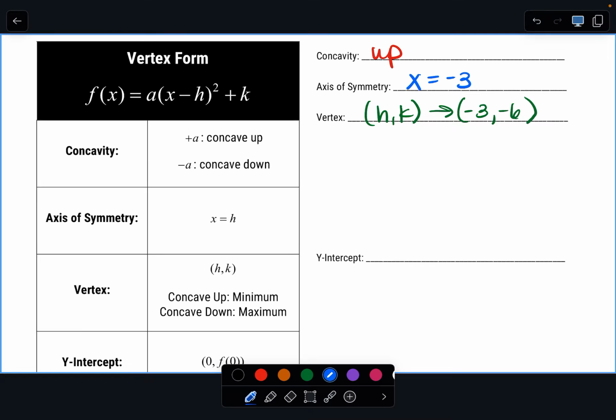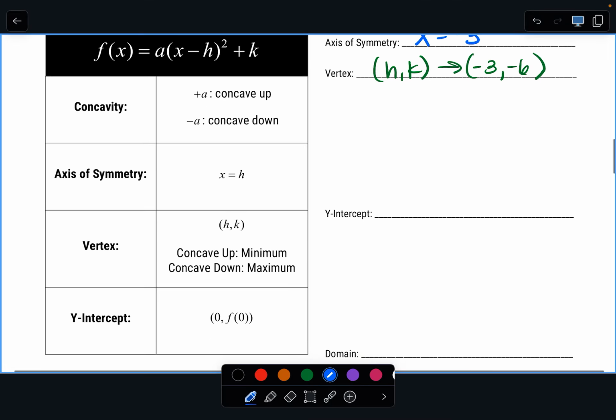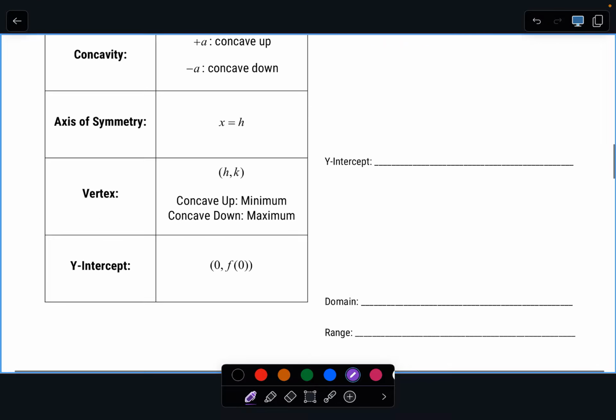Now for the y-intercept, that's where it gets to be a little bit different. We have to do a couple of things. So we're going to go in, and in order to find the y-intercept, we have to plug in f of 0. So we have to take our entire function.